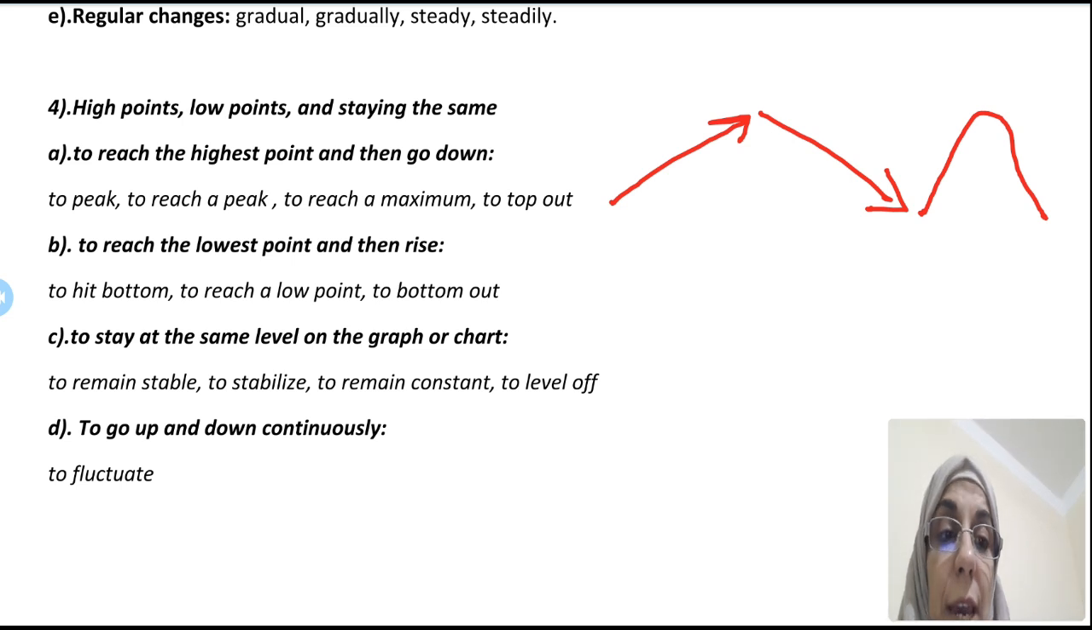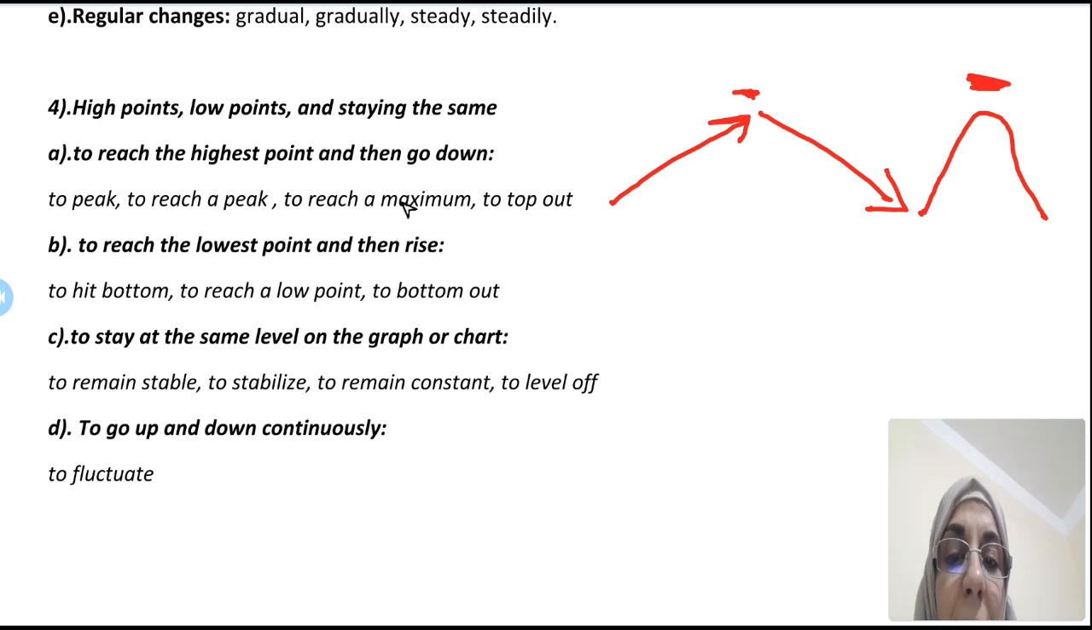So here we've got to peak, to reach a peak, because this is a peak. The highest point in the graph is called the peak. To peak, the verb. To reach a peak here is a noun. To reach a maximum, to top out. We say the graph reaches a maximum or tops out.